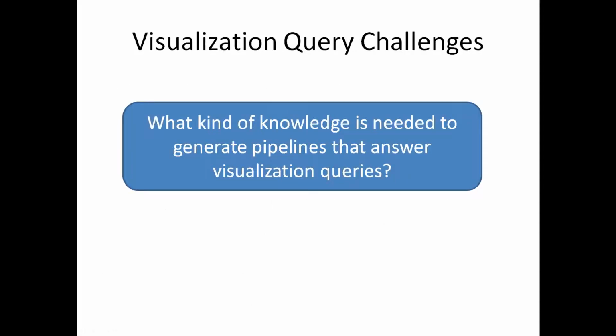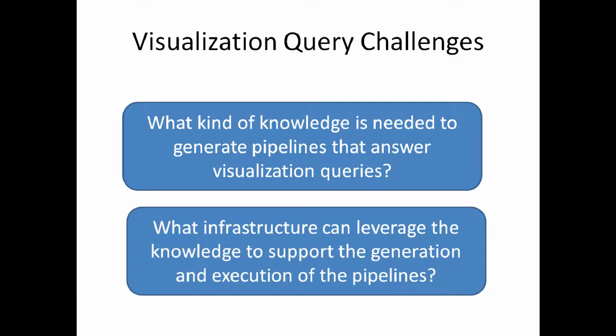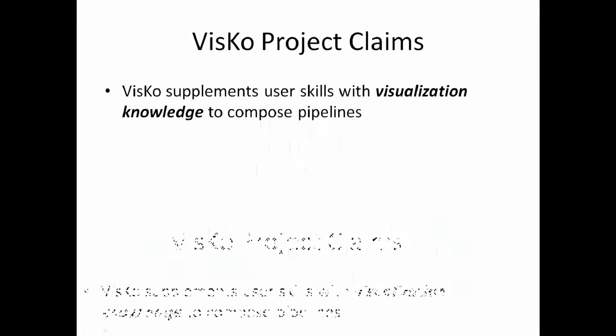Although visualization queries may be easier for scientists to write than procedural pipeline code, we still need to answer a few questions before we can consider them as a viable option. Our first question is, what kind of knowledge is needed to generate pipelines that answer these visualization queries? A related question is, what infrastructure can leverage this knowledge to support the generation and execution of these pipelines?